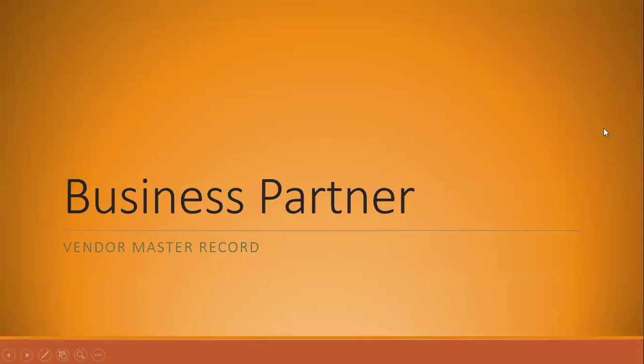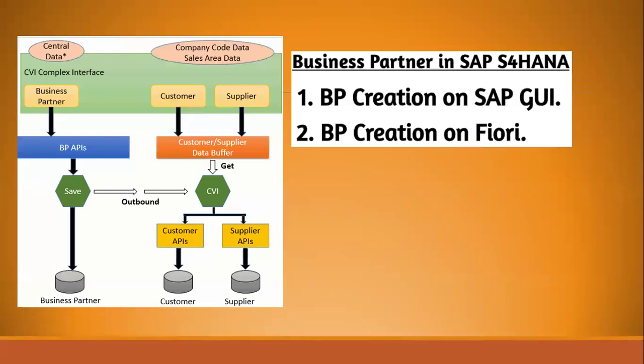So business partner, when you see that, you can create it at company code data level, sales organization area level, or purchase organization level. This works based on the CVI, the complex interface. If you are using an ECC system versus an S4 HANA system, what is the difference? In the ECC system, we directly create the customer master record and supplier master record.